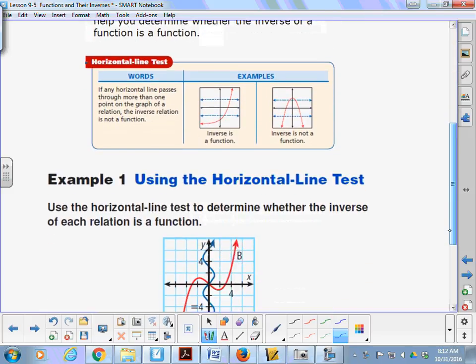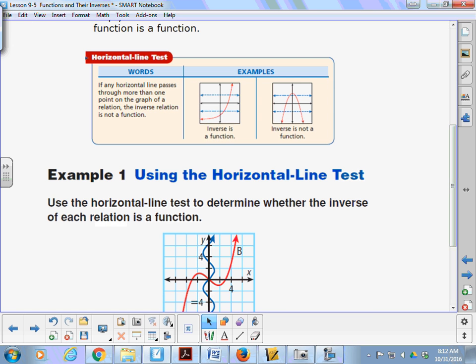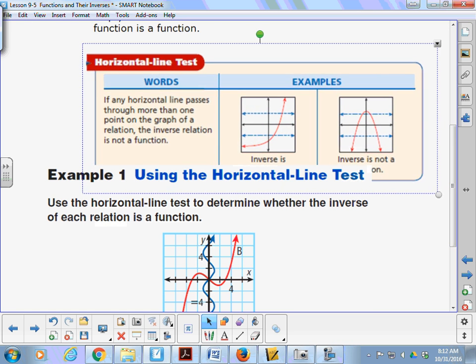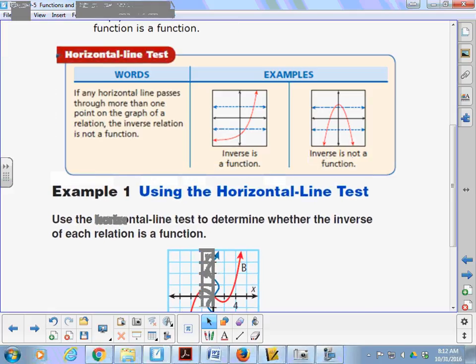So if you remember from earlier, we talked about whether something is a function or not, and we used the vertical line test for that. And so if we want to tell whether the inverse is a function, we use what's called the horizontal line test. So if a horizontal line intersects more than one point, then the inverse of that function is not going to be a function. So basically it works out this way.